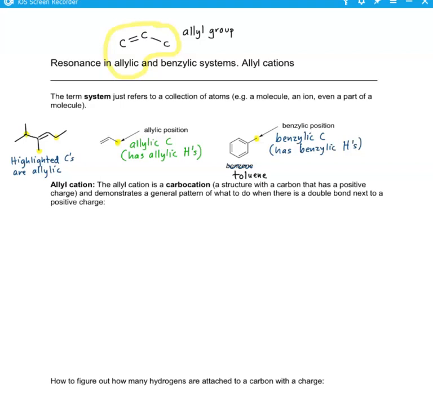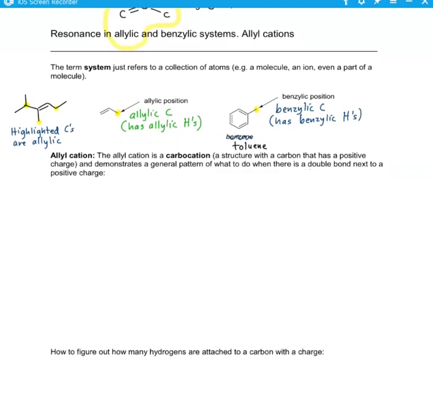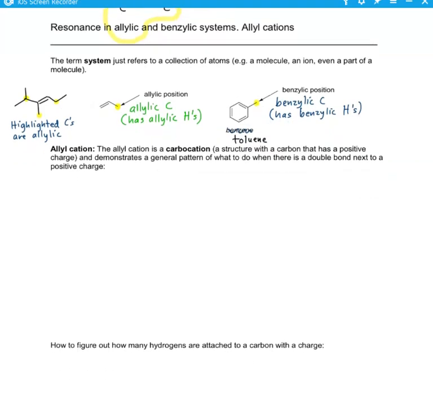Okay, so we're going to look at the allyl systems first. System just means a collection of atoms. So it could be a molecule, an ion, it could be a part of a molecule. So we're going to look at allyl systems. Those are chemical species that contain allyl groups. We're going to start with a cation. So an allyl cation is something called a carbocation, which we touched on very, very briefly a little while ago. That's a structure that has a carbon with a positive charge. It's going to show us generally what to do if we have a double bond next to a positive charge.